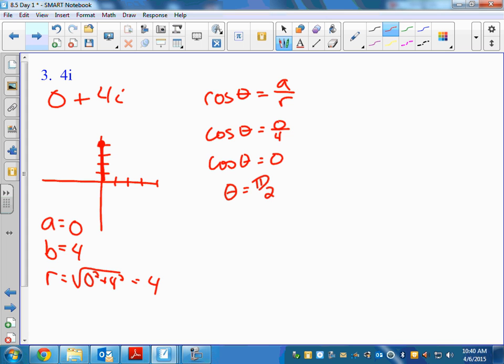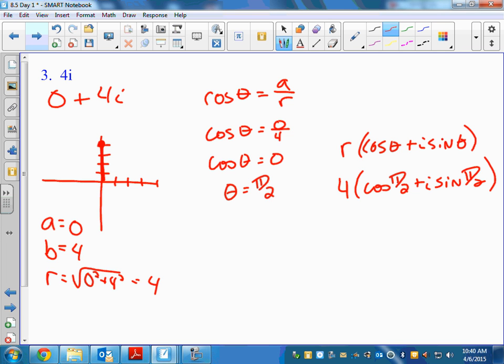So I kind of wrote a lot of stuff. You don't have to show that much work every time. But we could say r times cosine of theta plus i sine of theta is going to equal 4 times cosine of pi halves plus i sine of pi halves. Or they're going to say we're going to write what? How do you even say that? Cis? Their explanation for this silly cis says it's just a common abbreviation. I don't think it's very common.